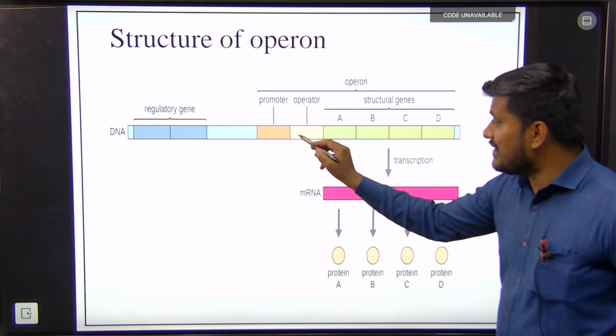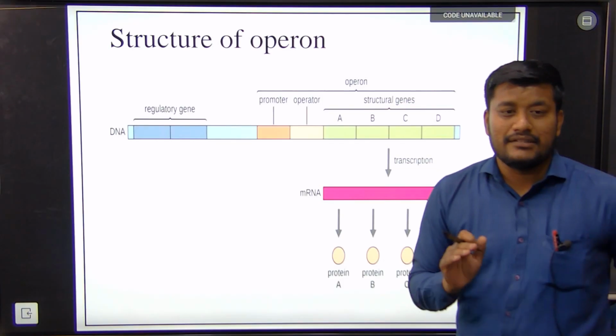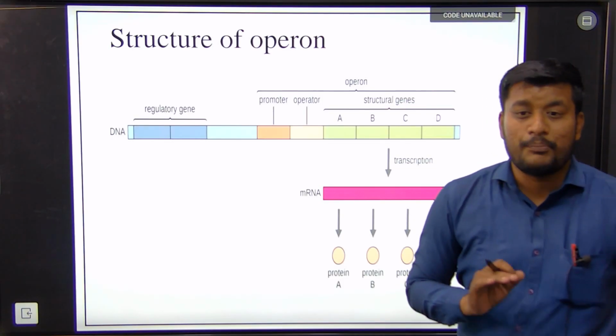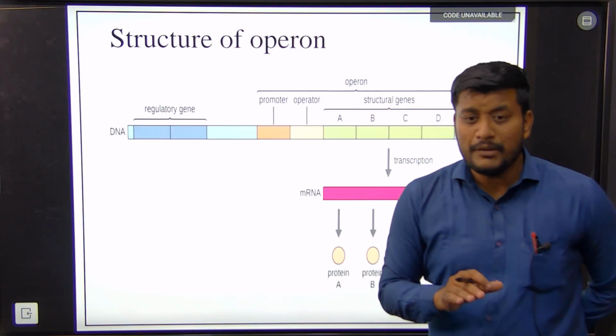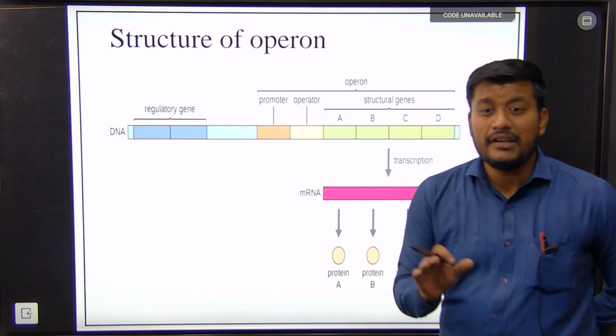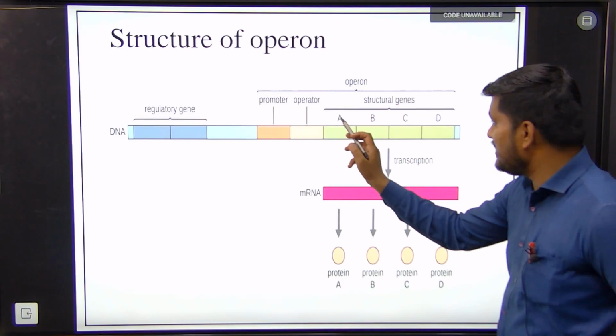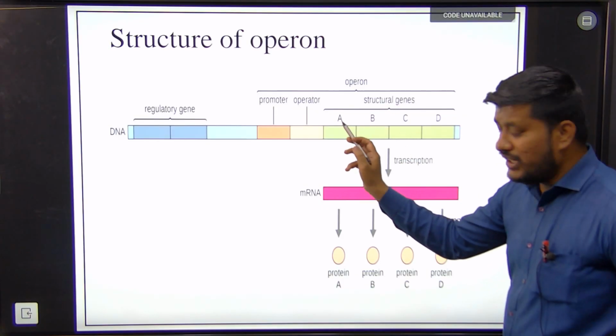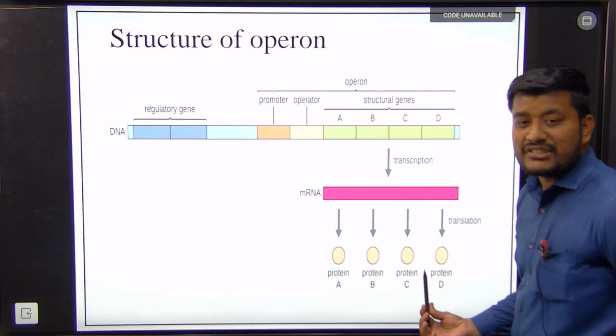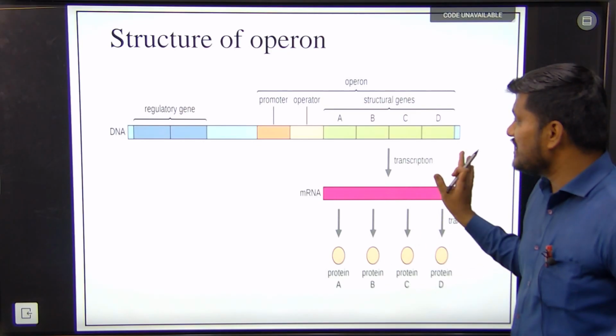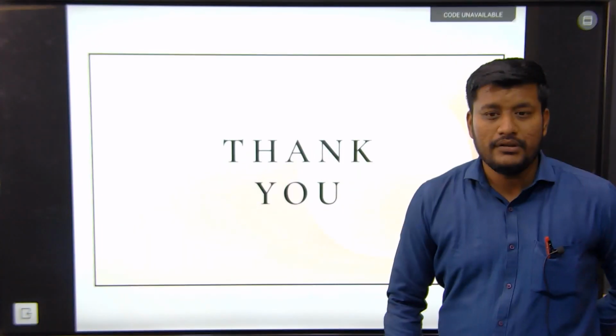What is the operator region? The operator region is a stoppage site where RNA polymerase will stop its activity when the repressor binds. And what is the importance of structural genes? Structural genes are important for synthesizing the structural protein. So this is the overall concept of operon.